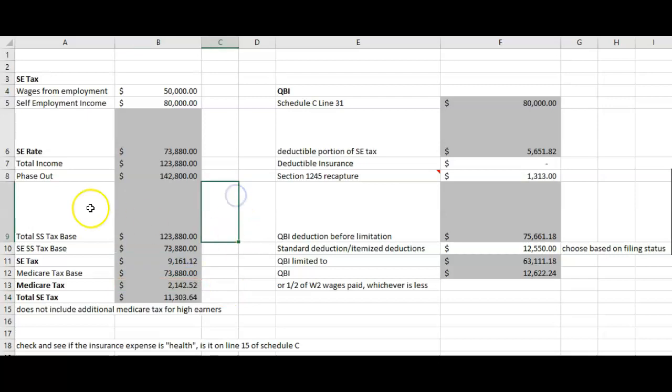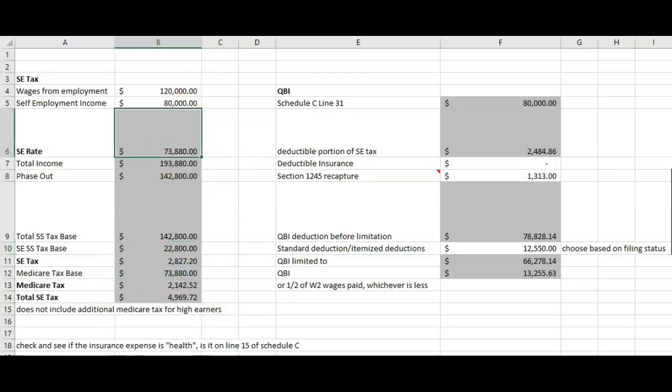So once again, the Social Security portion of the self-employment tax phases out at $142,800. So if the taxpayer has $120,000 in wages income, then they're only going to have to pay self-employment tax on the Social Security portion up to $22,800, and the Medicare tax is still going to be based on the $73,880.